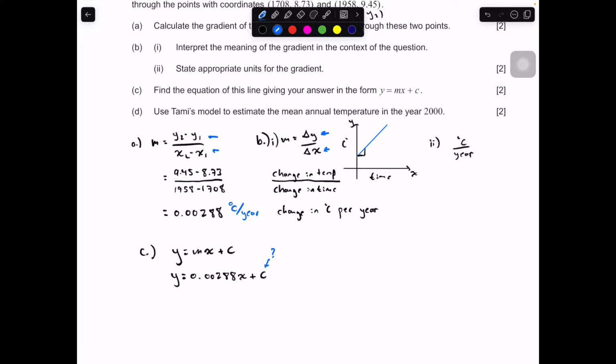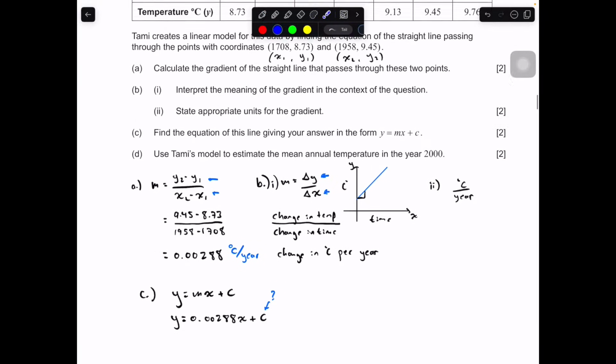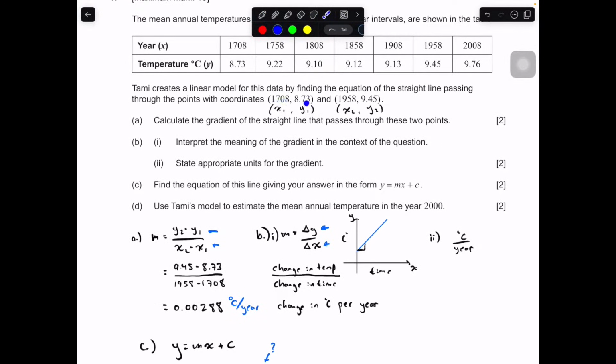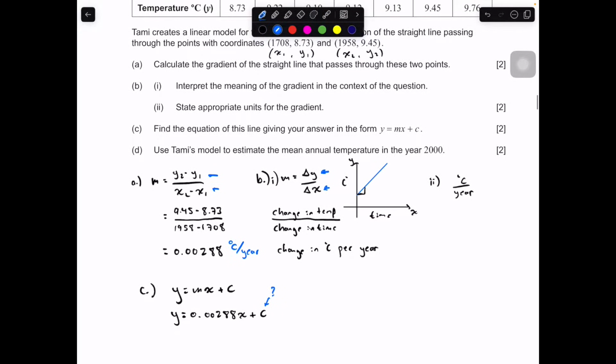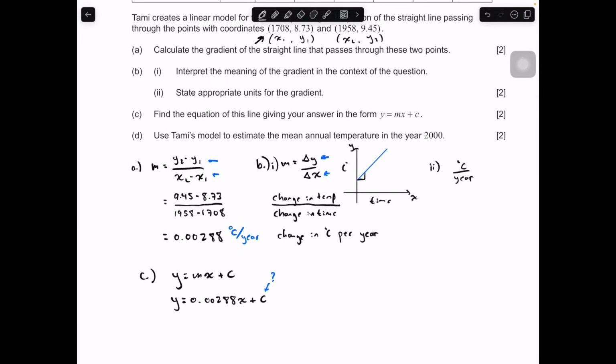We don't know our y-intercept in this case for an equation of a line, but we do have two sets of points. We have one point on the line, that is to say one xy value, and we have another xy value. So we can substitute either in and then solve for this unknown right here. So let's go ahead and do that. Let's take just the first value, I suppose, this one right here. So our y value is 8.73.